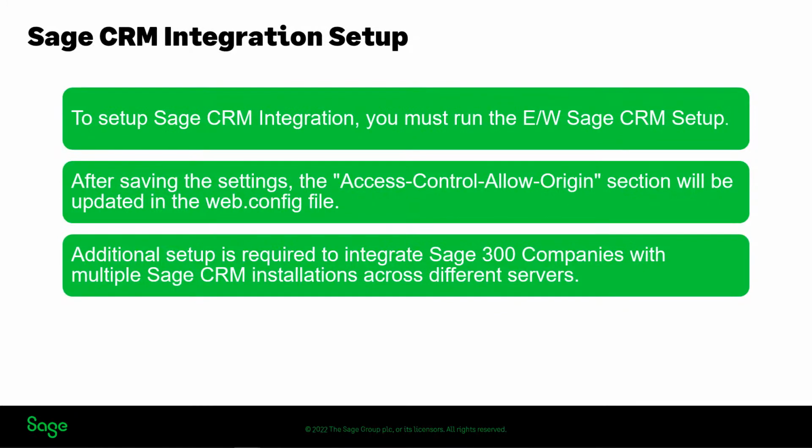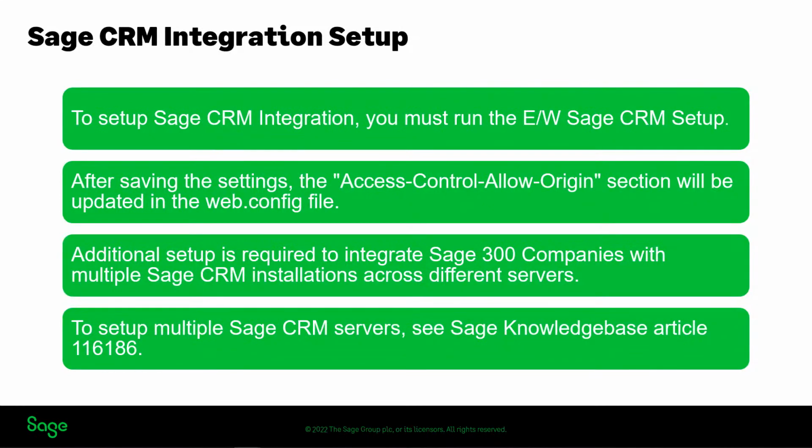If you are integrating Sage 300 companies with multiple Sage CRM installations across different servers, additional setup will be required. To set up multiple Sage CRM servers, see Sage Knowledge Base Article 116186.